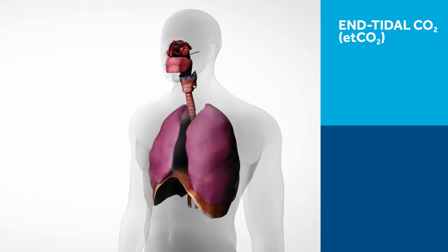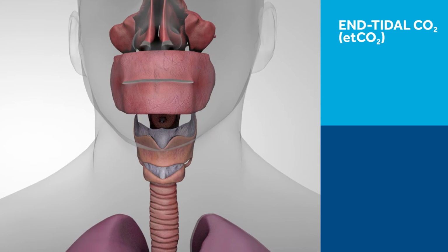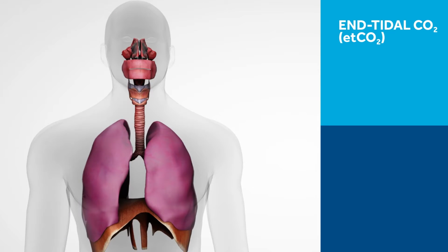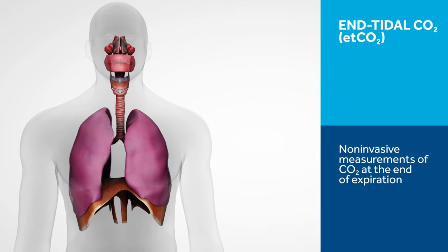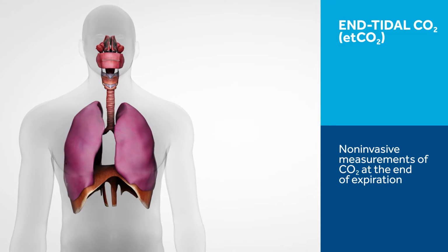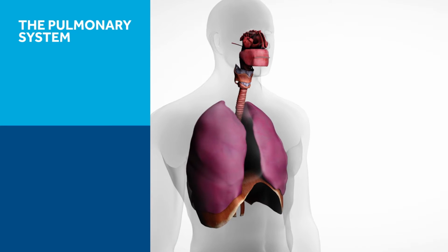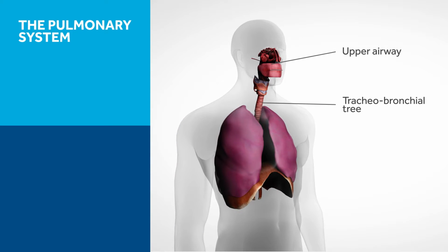Understanding the anatomy of the pulmonary system will help you to understand the measurement of CO2 over the respiration cycle. End-tidal CO2, or EtCO2, is the non-invasive measurement of peak CO2 at the end of the tidal expiration. This is what capnography measures. Pulmonary anatomy can be broken down into three main parts: the upper airway, the tracheobronchial tree, and the lower airway.